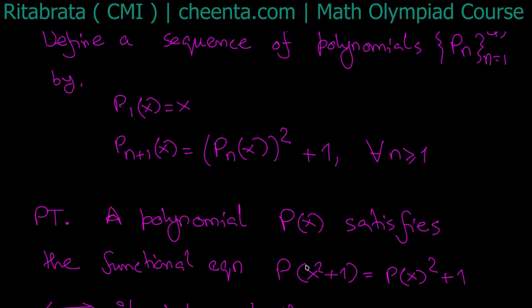So for that you have to show that for the sequence of polynomials defined as above, any polynomial from the sequence satisfies this equation, that p(x squared plus 1) equals p(x) whole squared plus 1, and conversely, if any polynomial satisfies this equation, it must lie in that polynomial sequence. Try this on your own, and if you find out the solution, you can type that in the comment box.